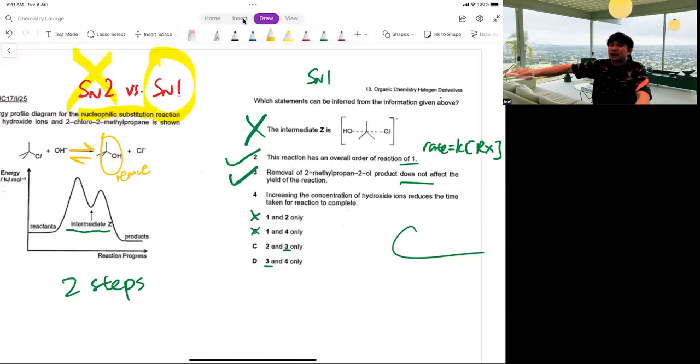Yes, so it increases U again. If I know, there's just no link to this question. Okay? Last one, increasing concentration of hydroxide and reduce time.